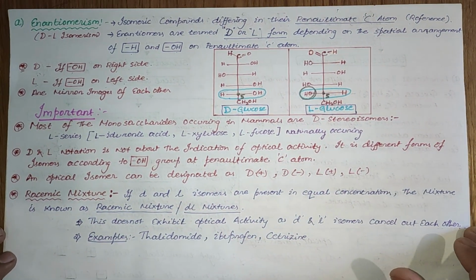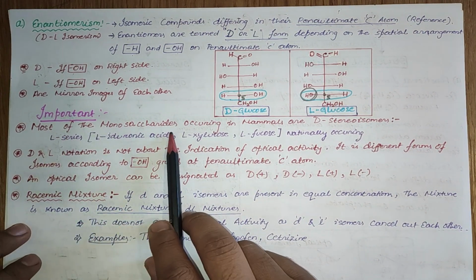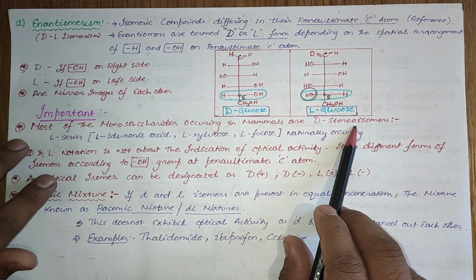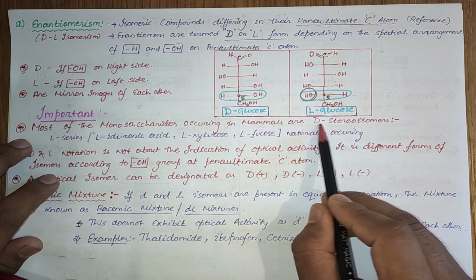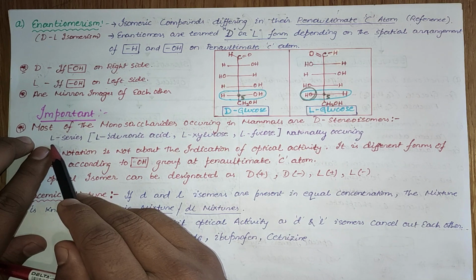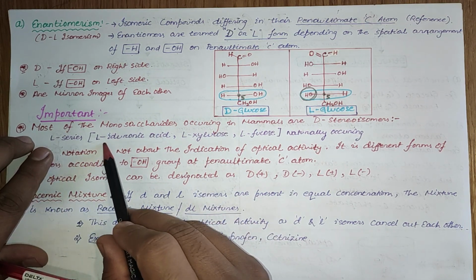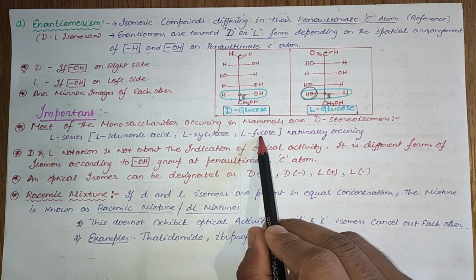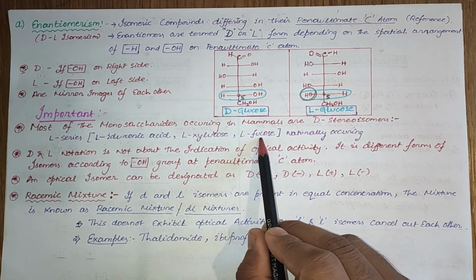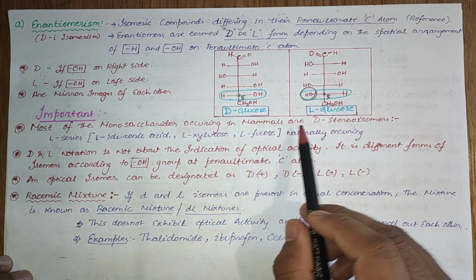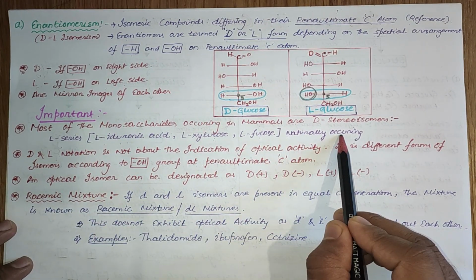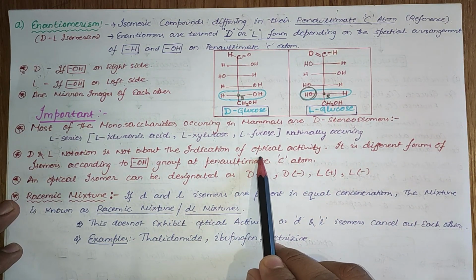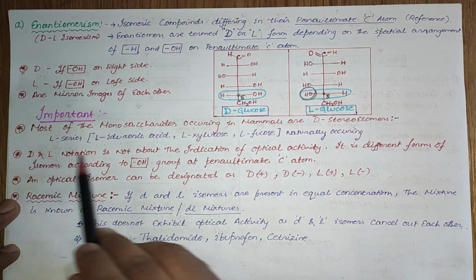What is important in enantiomerism? Most of the monosaccharides occurring in mammals are D stereoisomers. Most of the monosaccharides occurring are of the D series, but there are also some important ones of the L series, like L-iduronic acid, L-xylulose, and L-fucose. L-fucose is found in glycoproteins, and these L series are naturally occurring. Then, D and L notation is not an indication of optical activity. You have to remember this.